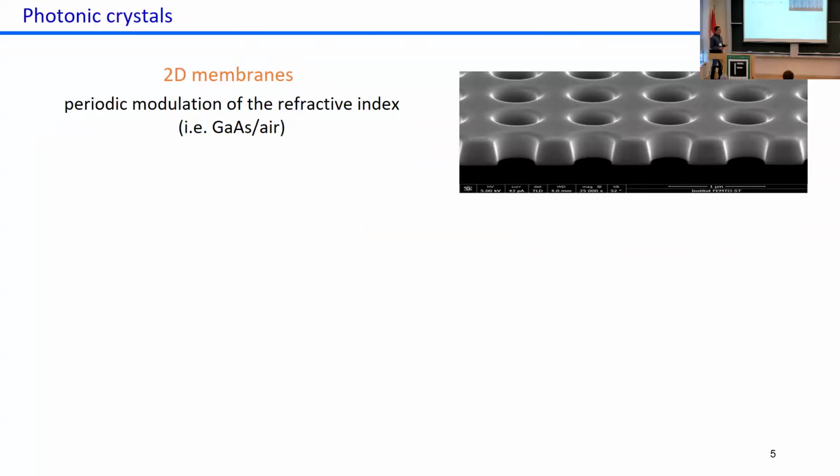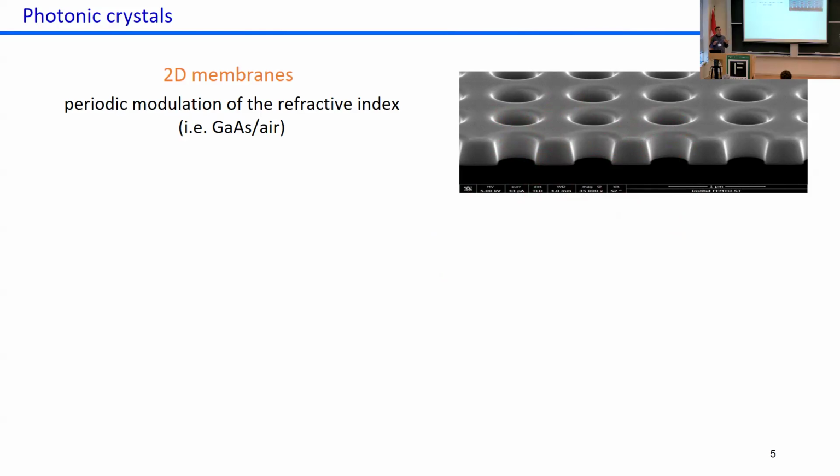So now I will give you a brief recall on what a photonic crystal is, because it's at the basis of the devices that we'll discuss later on. So we are looking at two-dimensional membranes. So we have a freestanding membrane of a semiconductor, with air on both sides, which implies that the light is confined in the vertical direction by the refractive index contrast, so by total internal reflection.